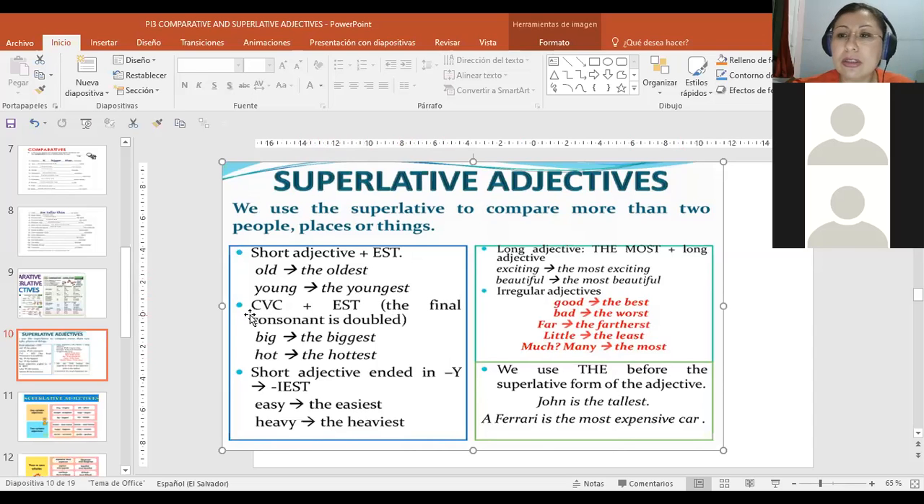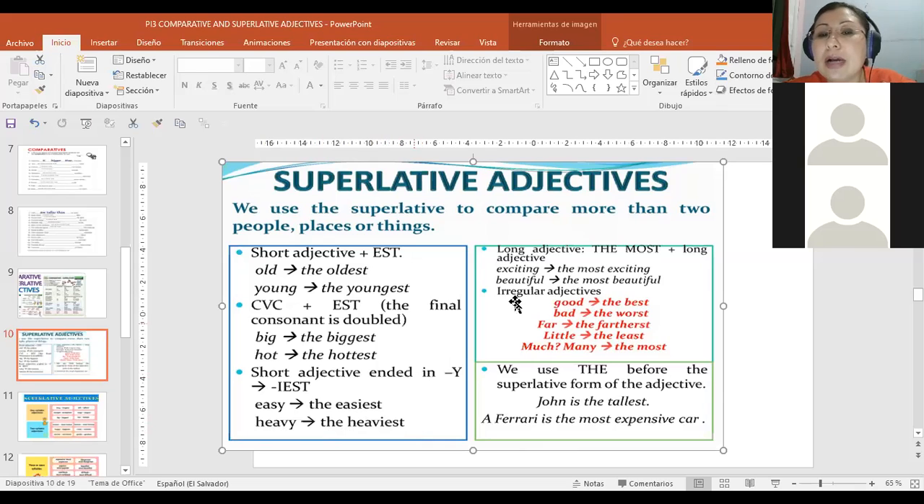When you have a consonant, vowel, consonant plus -est, then the final consonant is doubled. The rule is almost the same. Big, the biggest. Hot, the hottest. And for short adjectives ending in Y, you change the Y and add -est. Easy, the easiest. Heavy, the heaviest.